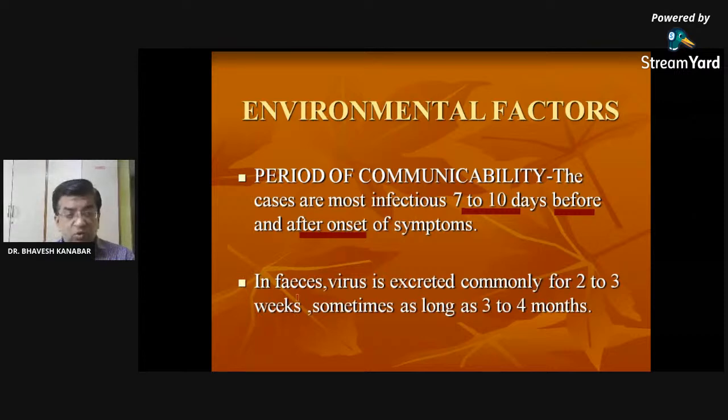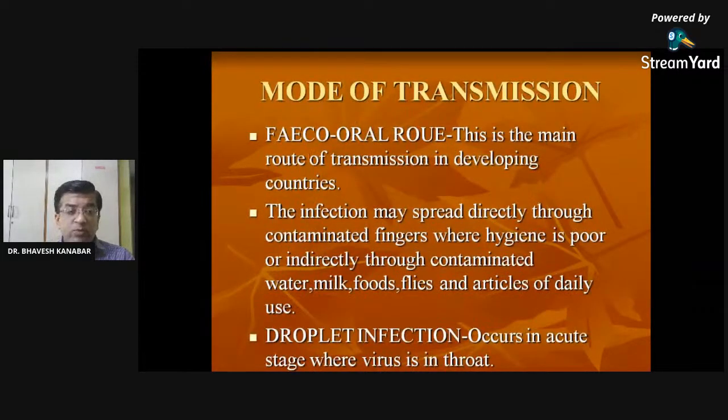In feces, 1 to 3 weeks. As you know, it is primarily an infection of the GIT. So it is excreted in feces for 2 to 3 weeks, sometimes as long as 3 to 4 months. And this feces is the potential source of infection. Mode of transmission is the fecal-oral route. Remember this name, fecal-oral route.